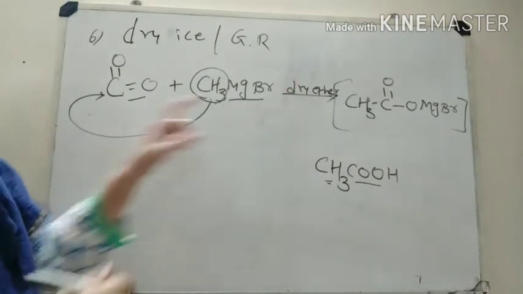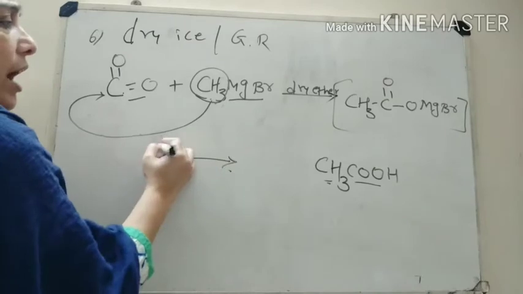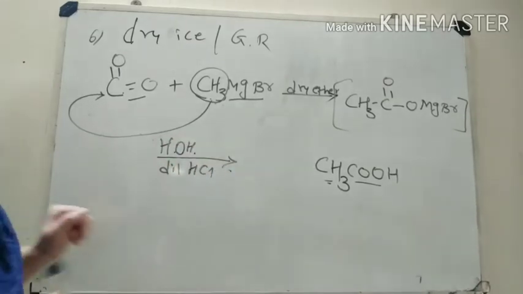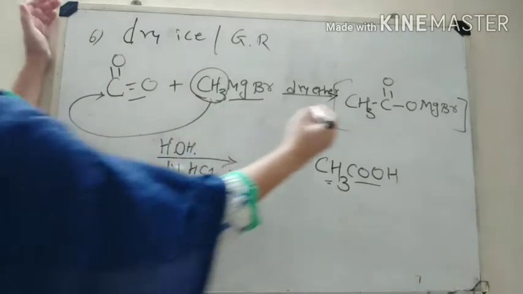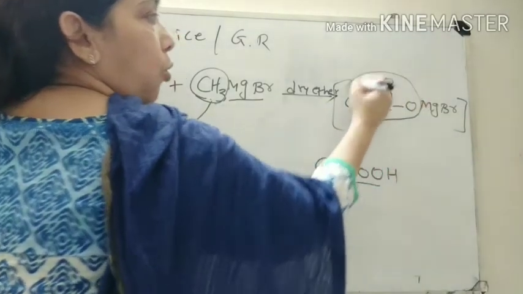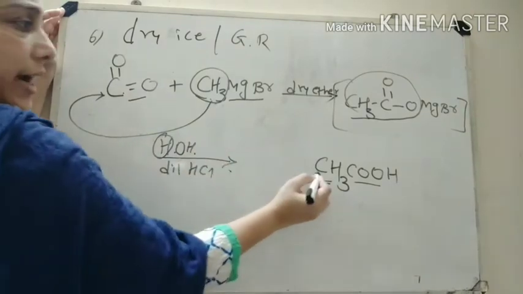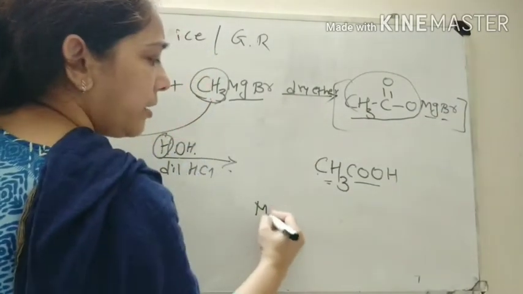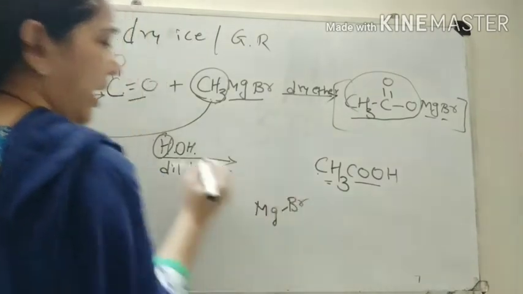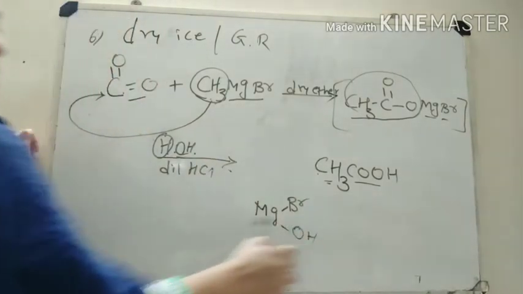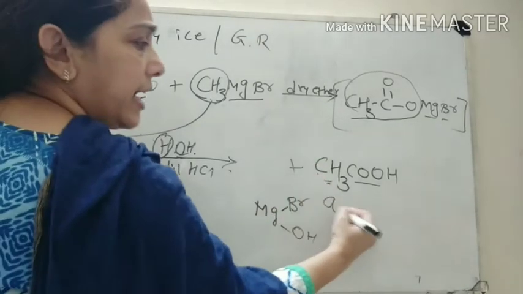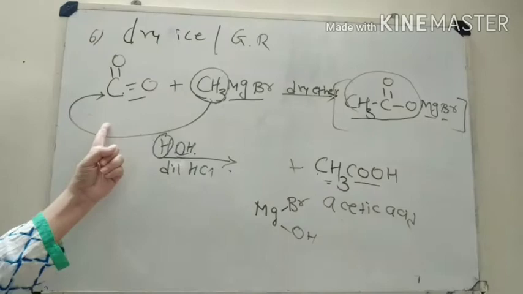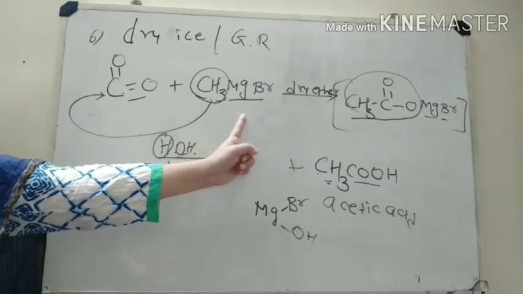This Mg complex undergoes acid hydrolysis to form what? CH3COOH. So we are getting acetic acid. What is left? Mg is divalent, so it is Br on one side and OH on the other side. So in this way we are getting acetic acid from dry ice and Grignard's reagent.